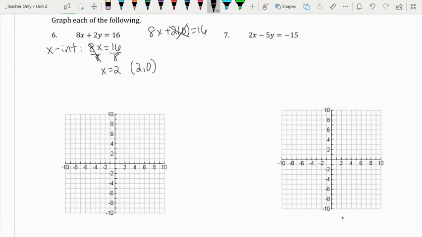which we can graph down here. We would find the y-intercept the same way, except again 0 for x. So that means the x would go away and you're left with 2y equals 16, which means y equals 8. So that point is 0, 8. From there, draw your line.